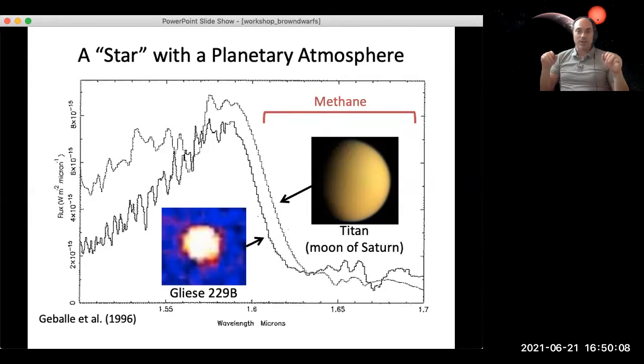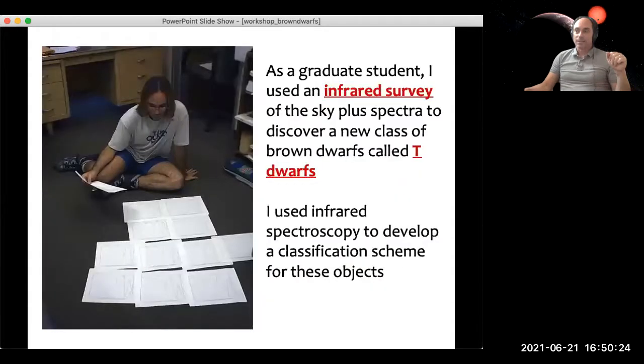You need to get under about 1500 degrees Kelvin to make this particular molecule in the atmosphere. So this was literally a smoking gun telling us that we had found something that was definitely very low mass and had to be a brown dwarf. And again, this is back in the 1990s. This is all happening as I was a graduate student. So it was very exciting.